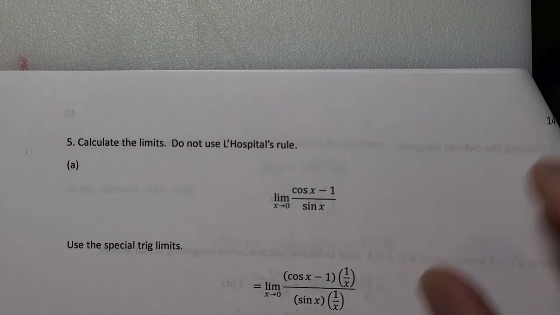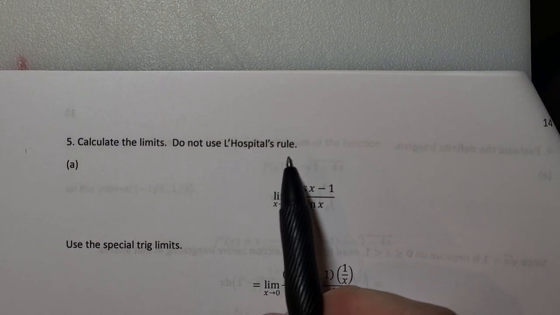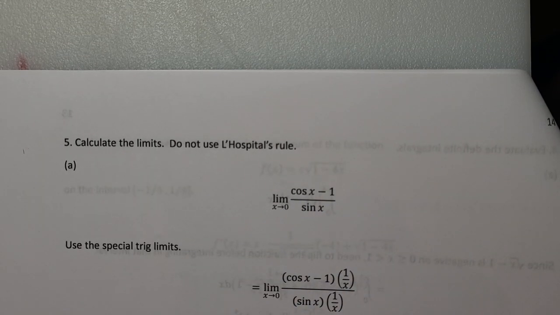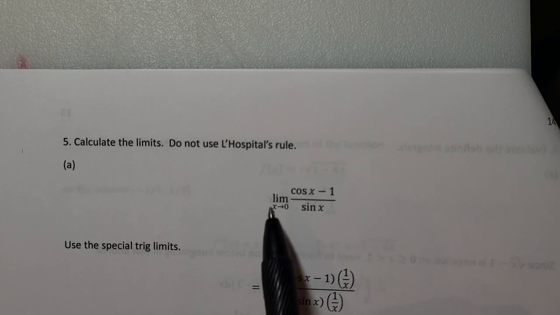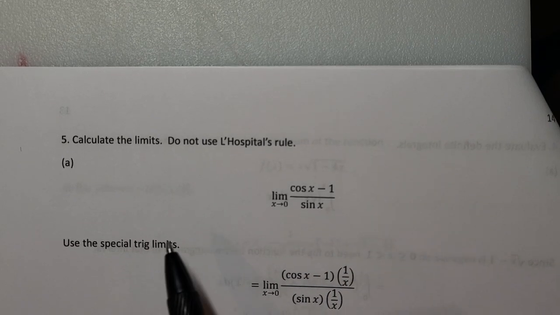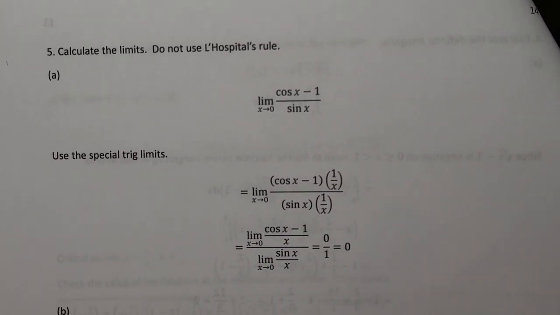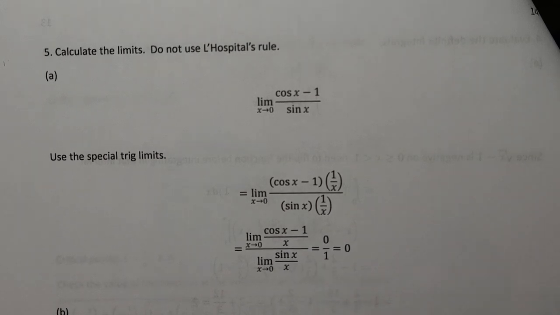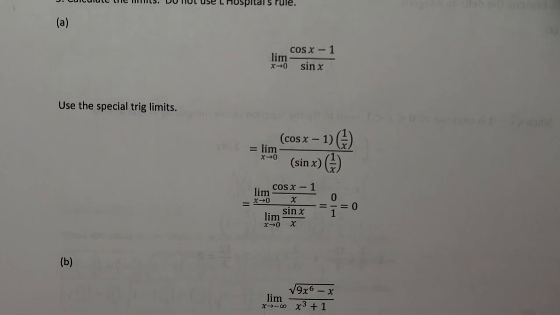Okay, so it's number 4. I feel like I'm moving a little faster in this exam. Calculate the limits. Do not use L'Hopital's rule. This is actually the same question as in the first practice exam. Now it's just an x instead of t. The trick was you use a special trig limit. So here's the answer. It's 0. You have to use the special trig limits here. So the same question as before.